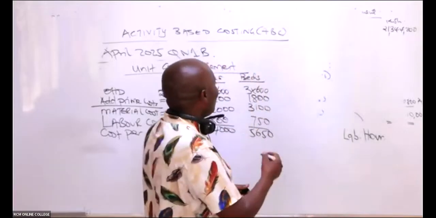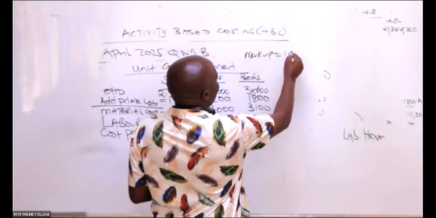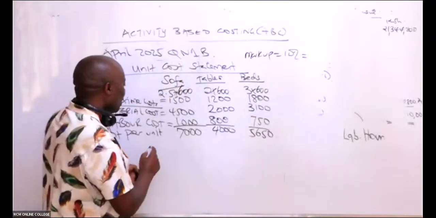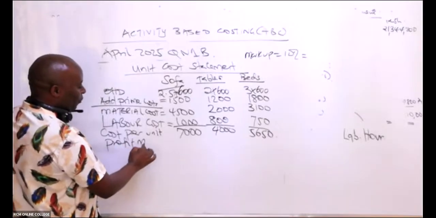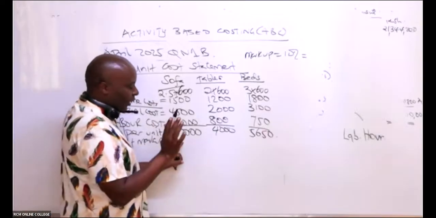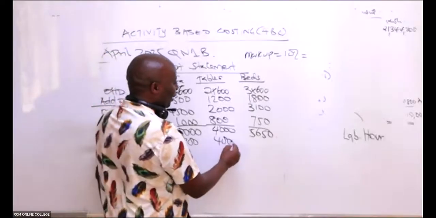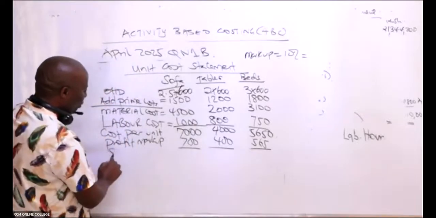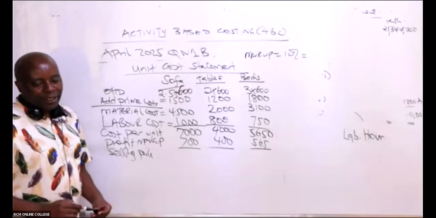So if he gave you, for example, a markup of 10%, then you should have come here and calculated the profit now. We call it profit, your profit markup. So it'll be 10% of 7,000, which will be 700, isn't it? 10% of this, 400. 10% of this, 565. And then when you add the two, now you are able to get what we call a selling price.